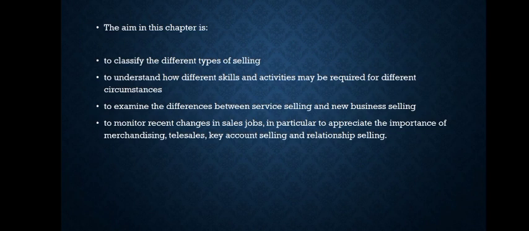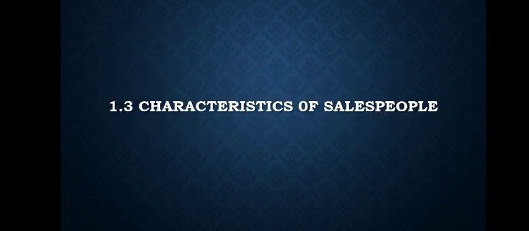The aim in this chapter is to classify different types of selling, to understand how different skills and activities may be required for different circumstances, to examine the difference between service selling and new business selling, and to monitor recent changes in sales jobs, in particular to appreciate the importance of merchandising, telesales, key account selling, and relationship selling.